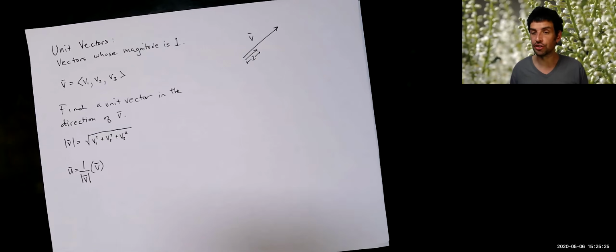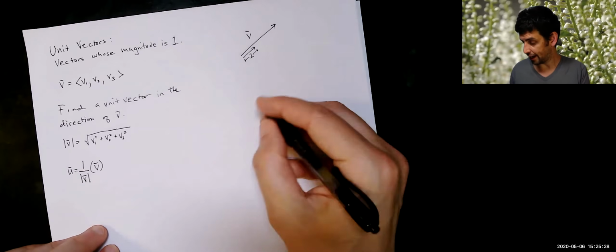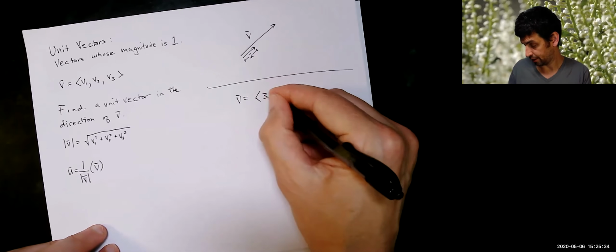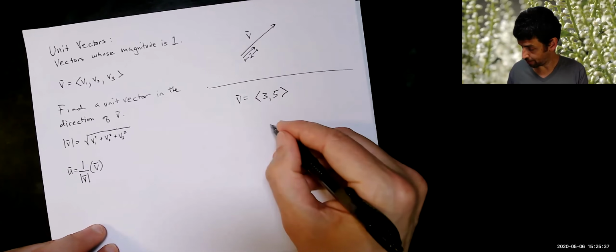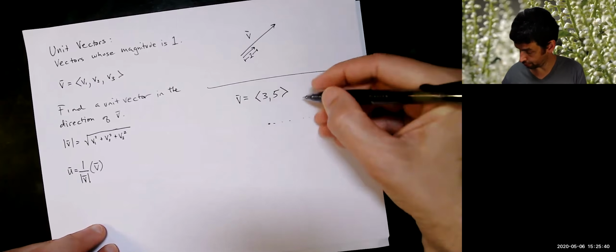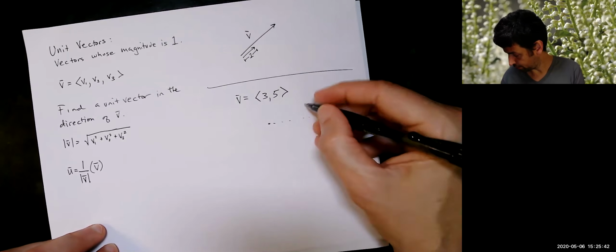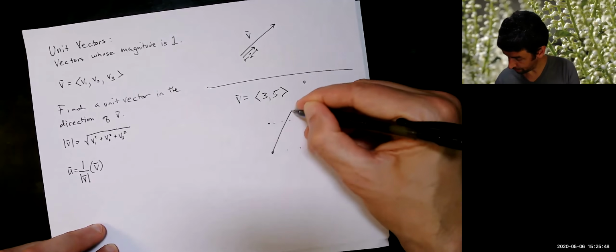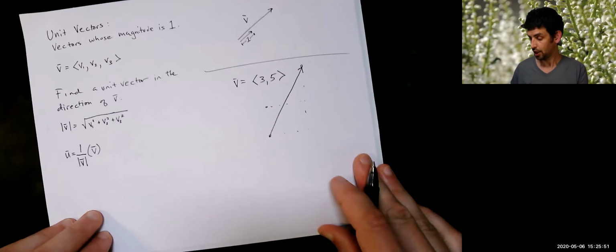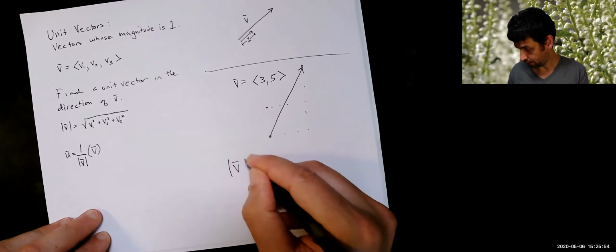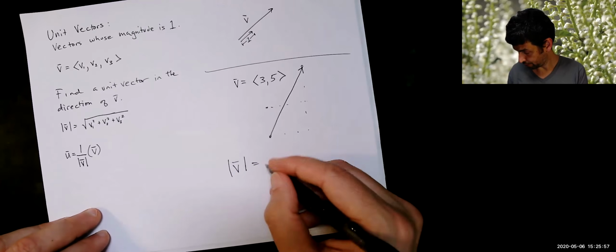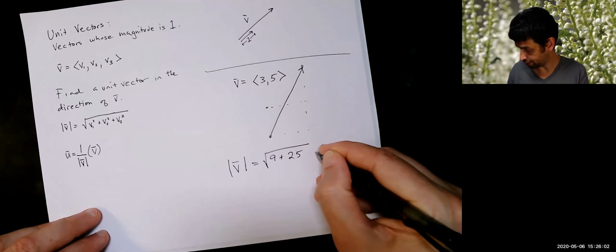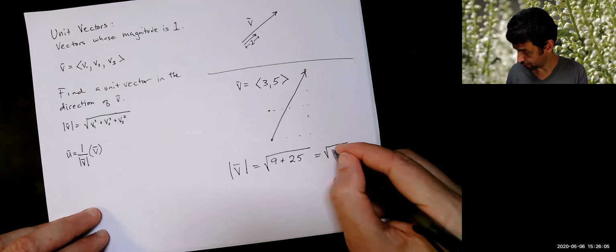Let's try this in 2 dimensions just to be able to draw it nice and easy. Let's say I have the vector v equals, let's make it 3, 5. So we might imagine this is a vector that goes 3 units to the right. Sorry, let me draw it a little better. 1, 2, 3, and then 5 units up. So maybe something like this. Well, let's find the magnitude of v. That's going to be the square root of 9 plus 25, which is the square root of 34.